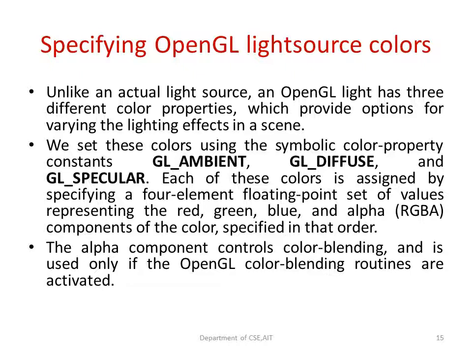So the fourth parameter here will be equal to alpha. This alpha talks about the transparency of the object present in the scene. But this alpha is not activated if you are not making use of the color blending routines. So only if the color has been blended, if you are using those routines, those APIs, only then will this alpha be useful. Else the alpha will tend to neutral.